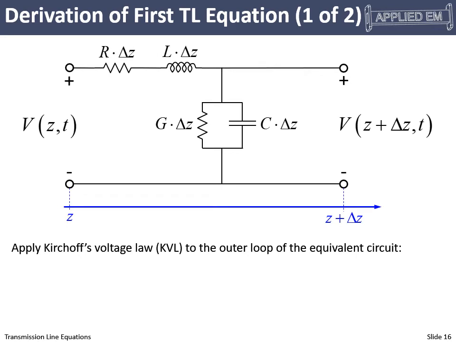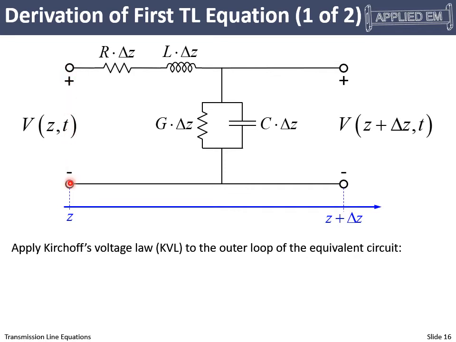So we start with our circuit model, and of course we have our distributed resistance, distributed inductance, distributed conductance, distributed capacitance, and we're looking at one little tiny segment in our transmission line. It starts at position Z, and it ends at position Z plus delta Z, and eventually we will let this delta Z go to 0.